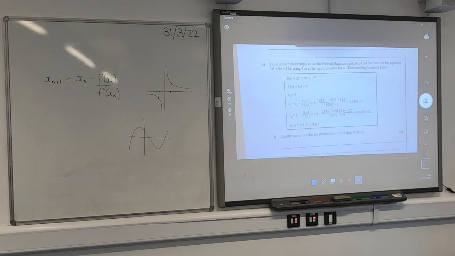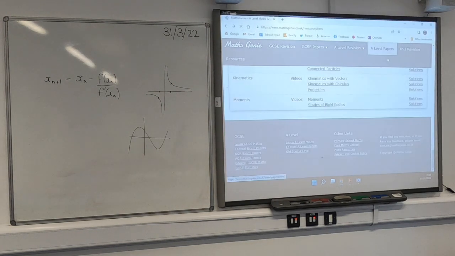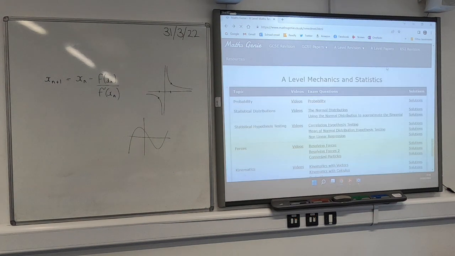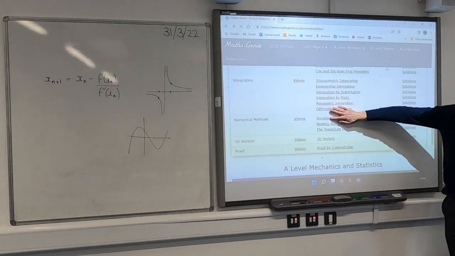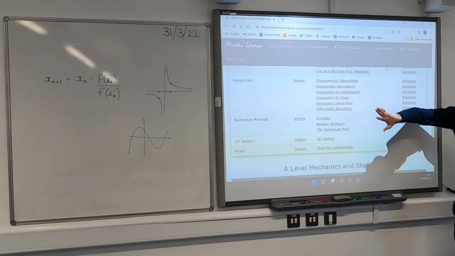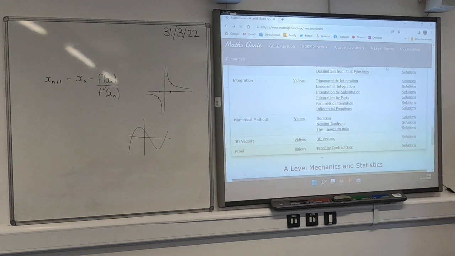Have I mentioned how important Easter holidays are? I may just have mentioned it. It may be that you look to do some practice of the stuff we've done recently, and Maths Genie is very good for basic practice. So some good stuff on iteration, some good stuff on Newton-Raphson, some good stuff on trapezium rule. Maths Genie, if you remember, is always good for straightforward basic practice.